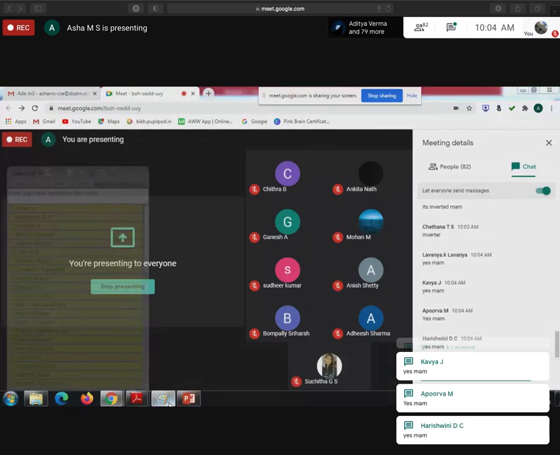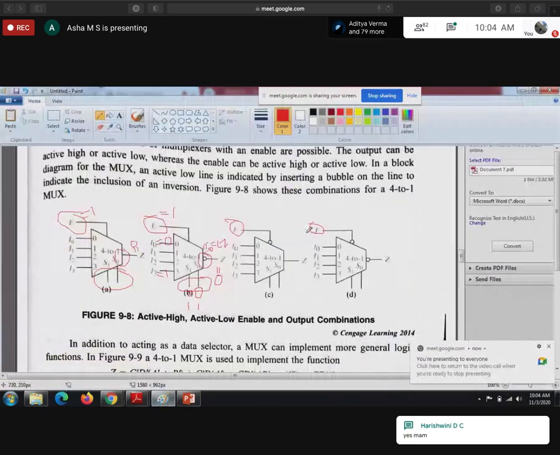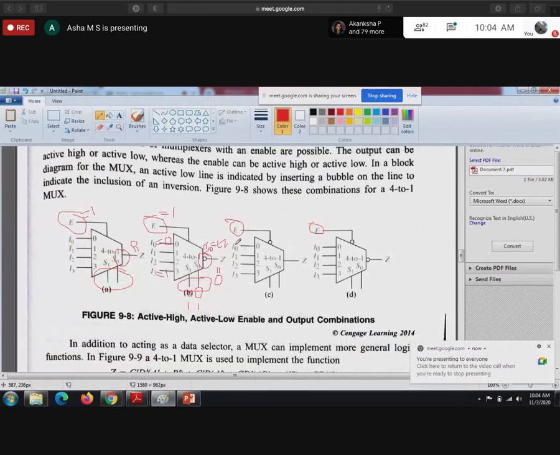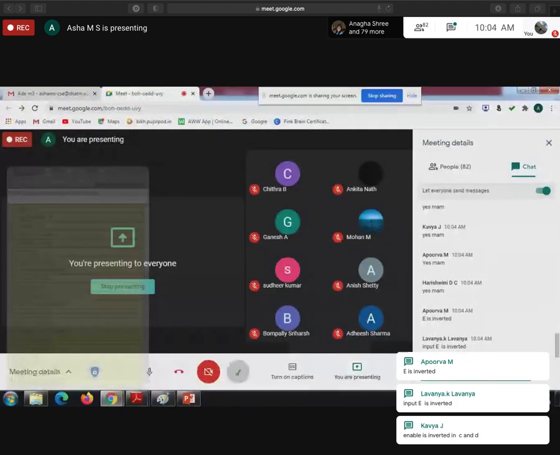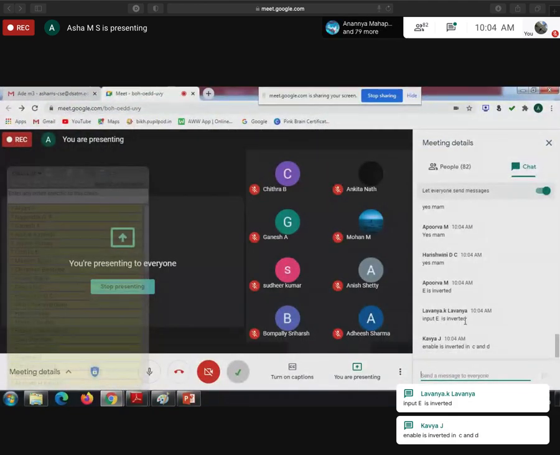So next look at the next two diagrams. This is also similar to this only. So we have here also enable. Can you tell the difference? If you understood figure A and B, you can tell C and D. What is there in C? Input E is inverted. Yes, input E is inverted.